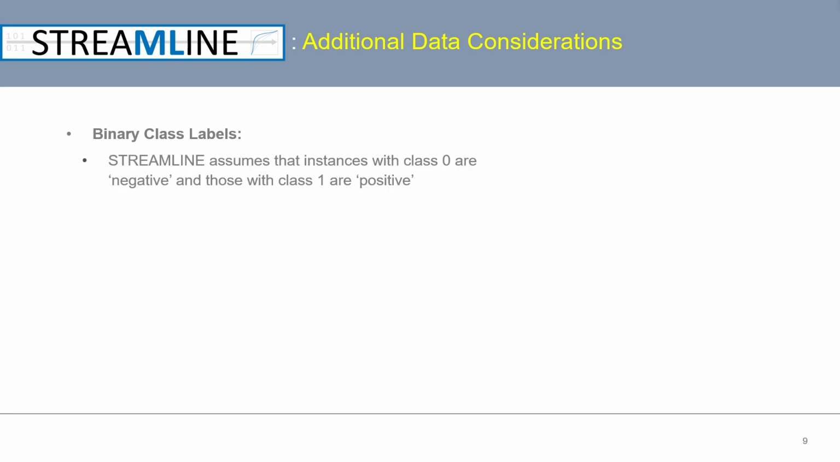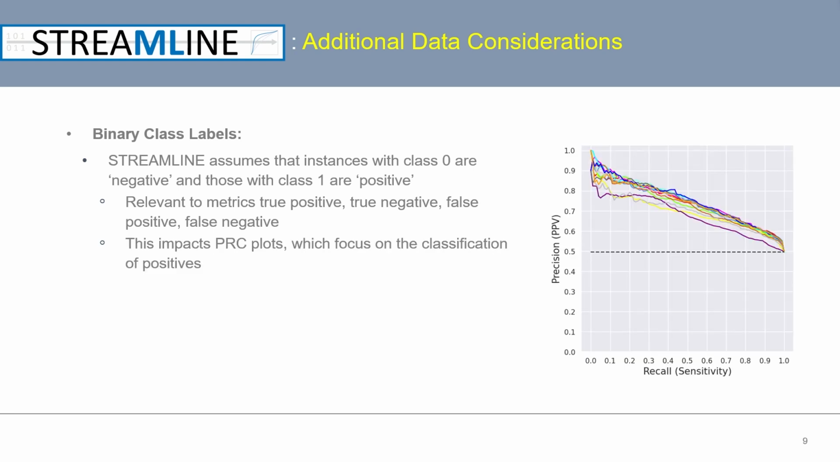Streamline assumes that instances with class 0 are negative, and those with class 1 are positive by default. This consideration is relevant to the definition of metrics such as true positive, true negative, false positive, and false negative. This impacts PRC plots, which focus on the classification of positives.